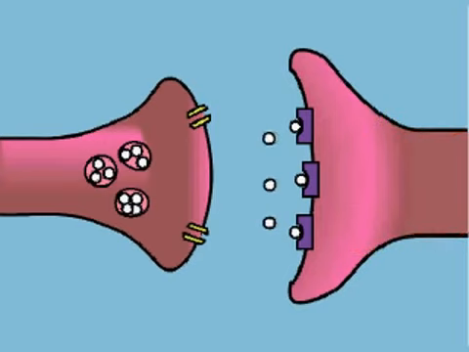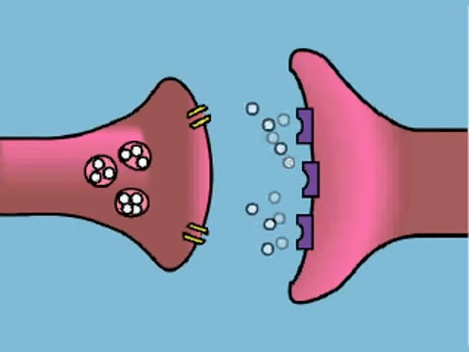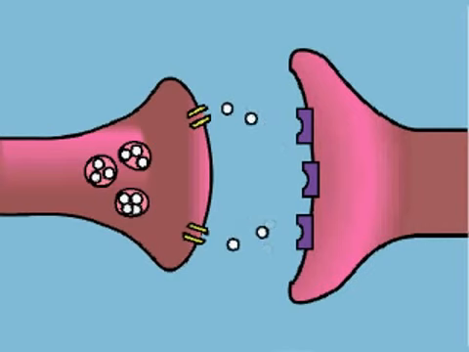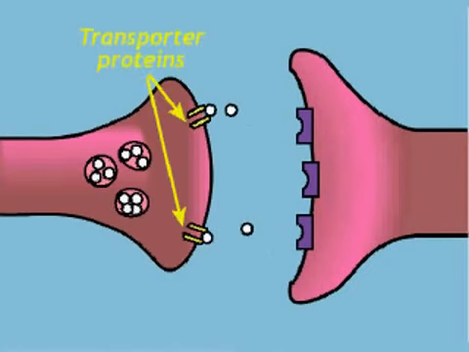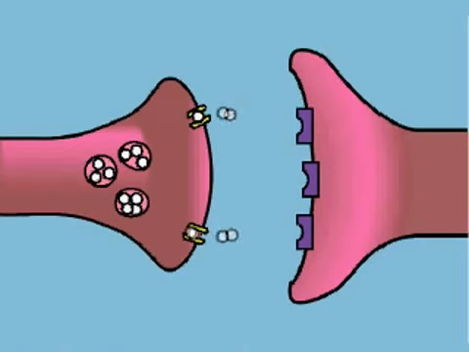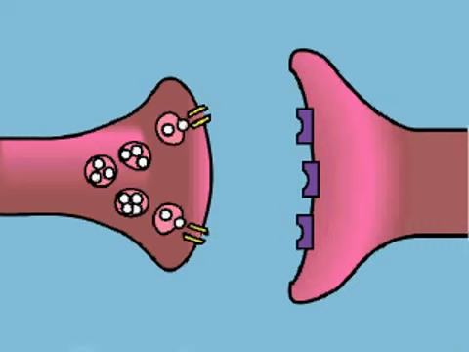Now that the neurotransmitter has relayed its message, it releases from the receptor into the synaptic space. Some of the neurotransmitter is degraded by enzymes in the synaptic space, and some of the neurotransmitter is carried back into the presynaptic neuron through transporter proteins. The neurotransmitter that is taken back up into the presynaptic neuron is then repackaged into vesicles that can be released the next time an action potential reaches the axon terminal.